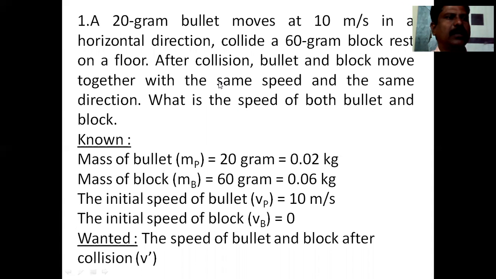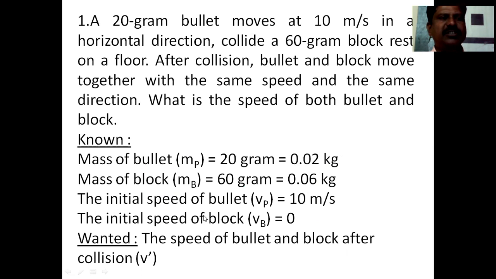Here the mass of the bullet is 20 grams. Let us convert that into kg, which becomes 20 times 10 to the power minus 3, or 0.02 kg. Whereas the mass of the block is 60 grams, so in terms of kg it becomes 0.06 kg.